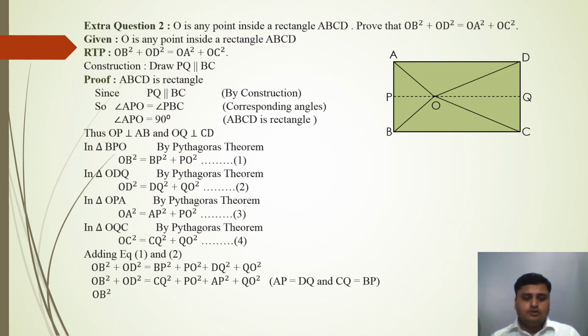Okay, so using equation 3 and 4, we can say that OB square plus OD square is equal to OA square plus OC square. Why? By using equation 3 and 4. Okay, so in this way we will prove this question, hence proved. Now we will go for another question.